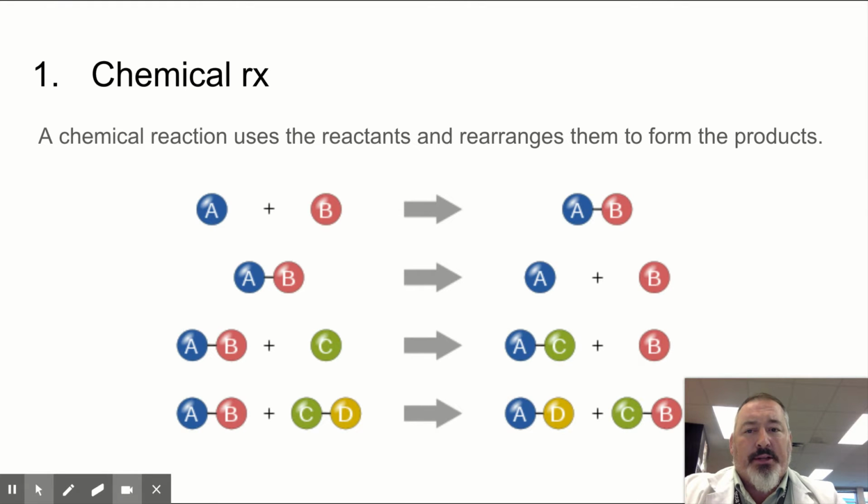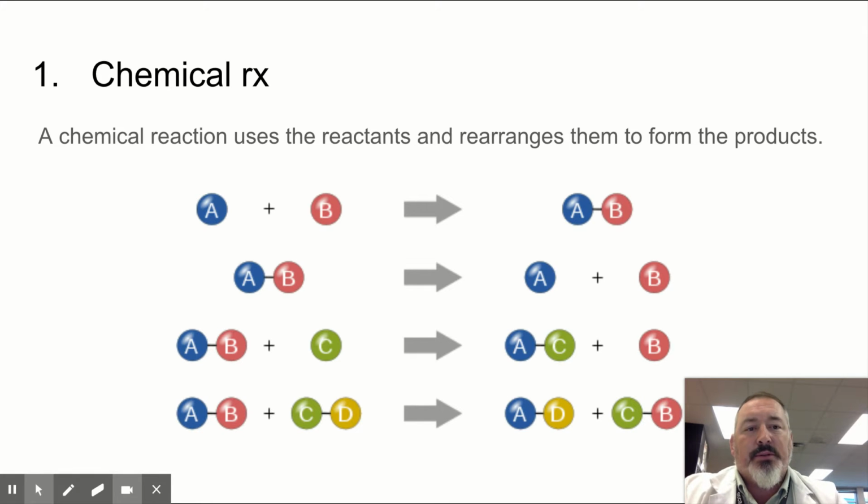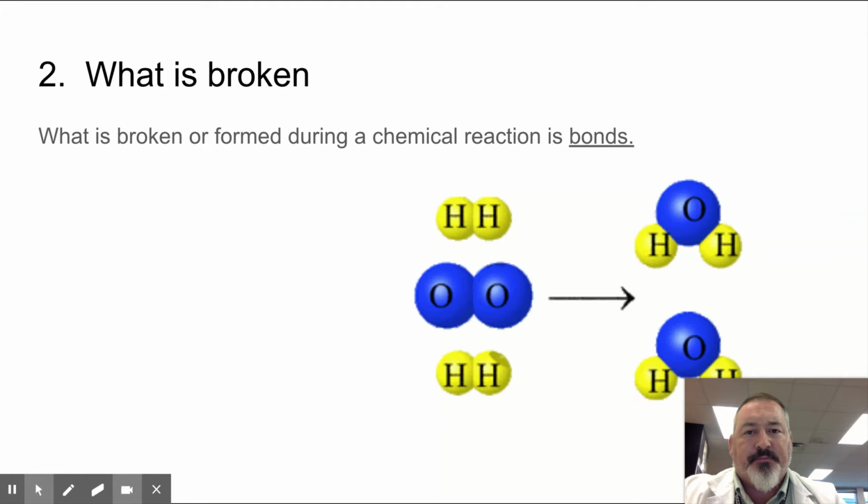So a chemical reaction is going to use up reactants and rearrange them to make new products. An example is A plus B, they exist, but in the end, they may be put together. Or you could take something more elaborate like AB plus CD is going to produce AD plus CB. And so this rearrangement is just showing that those chemicals are not recreated, they're not formed, they're rearranged. And that's what happens in a chemical reaction.